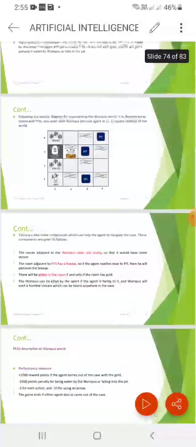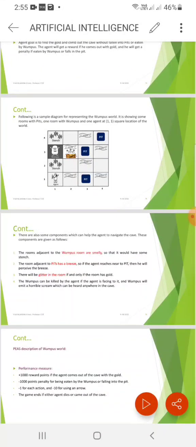The room adjacent to pits has a breeze. Like a human being, the agent also has sensing power. So if the agent reaches near a pit, he will perceive the breeze, so he can identify that the next room will be a pit. And there will be a glitter in the room, so he can sense the glitter, in the sense that he can see glittering in the room, if and only if the room has gold. So these are all the three conditions.